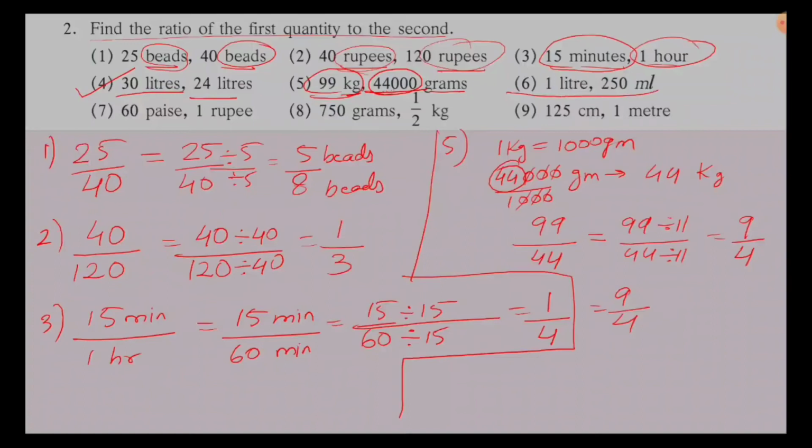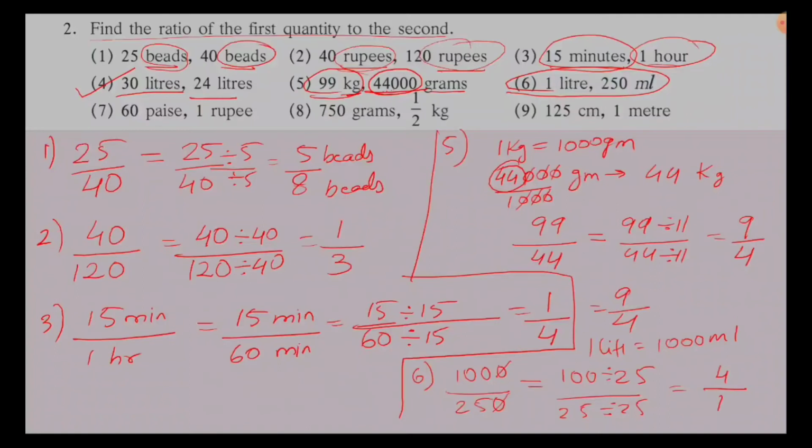Okay, next is 1 liter upon 250 ml. We know that 1 liter is how much? 1 liter is 1000 ml. So in place of 1 liter we won't be writing 1, we will be writing 1000 upon 250 ml. Here 0 will be getting cancelled and now we will be dividing both the numbers with 25 because 25 will be the LCM for both. So here it will be 4 and here it will be 1, so the ratio will be 4:1.